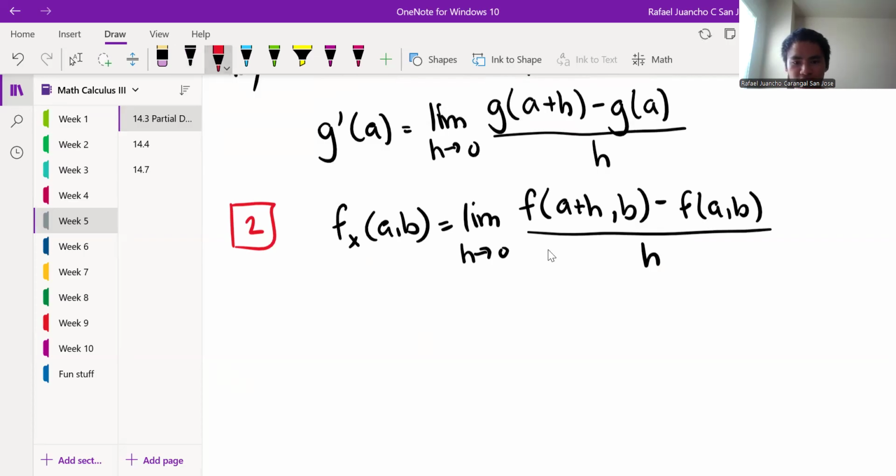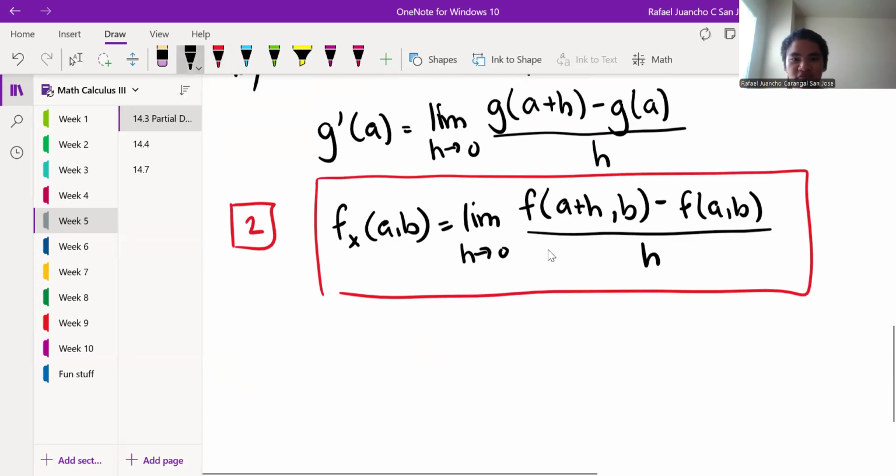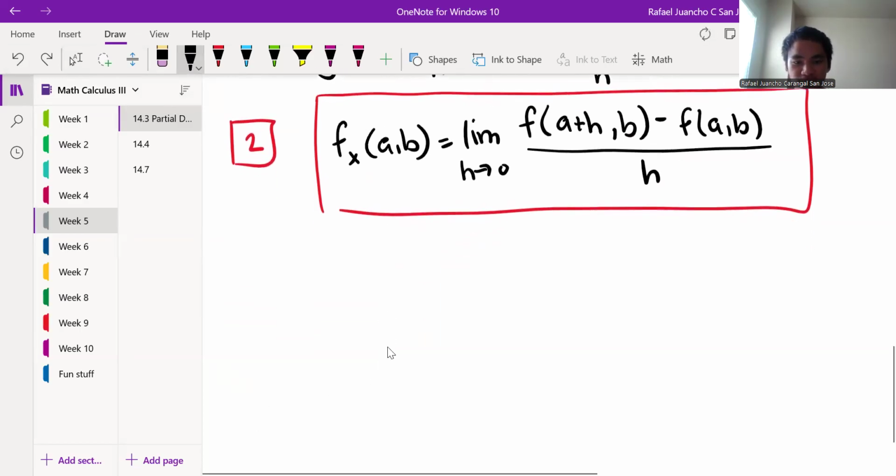So now we are considering a function of several variables here. What we did before, we just added this b. That's all we added. But otherwise, the notation is pretty much the same. And we could also do it for y, similarly.